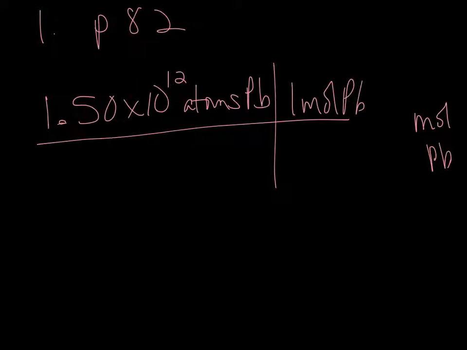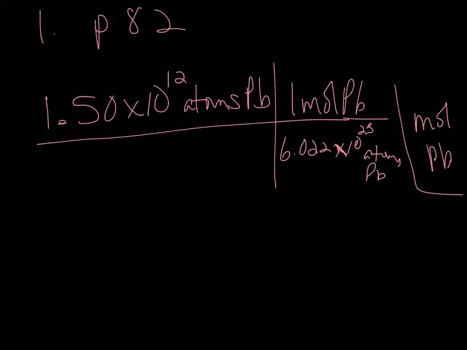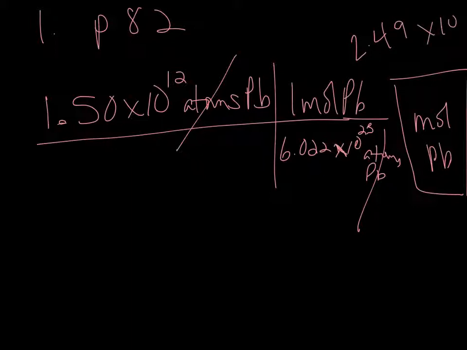It is always 6.022 times 10 to the 23rd atoms of lead. It's always the same number, so this is what I'm trying to find here. I'm running out of space. These numbers get kind of big. Atoms cancel out, and I'll be left with moles. So if I take this number, divide by this number, you should get 2.49 times 10 to the negative 12th moles of lead.